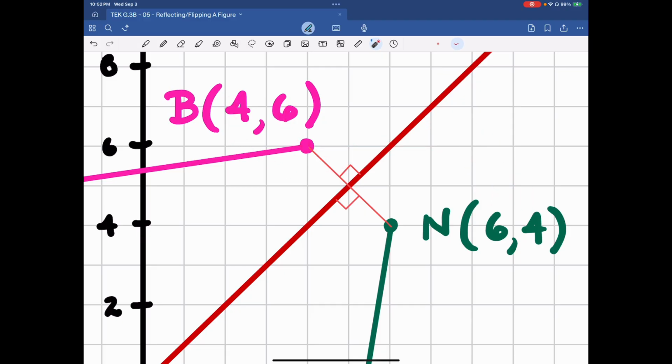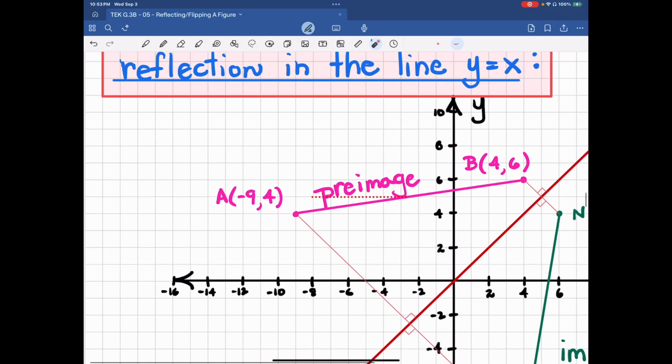So the ordered pair just flips when you are reflecting something on the Y equals X line. It flips. If we were given N, we would know that the reflected point on Y equals X would be 4, 6. Look, it is. Bingo, right here. So let's go down here.